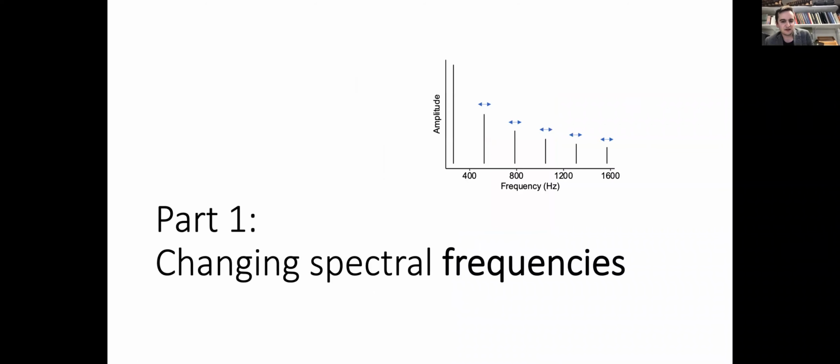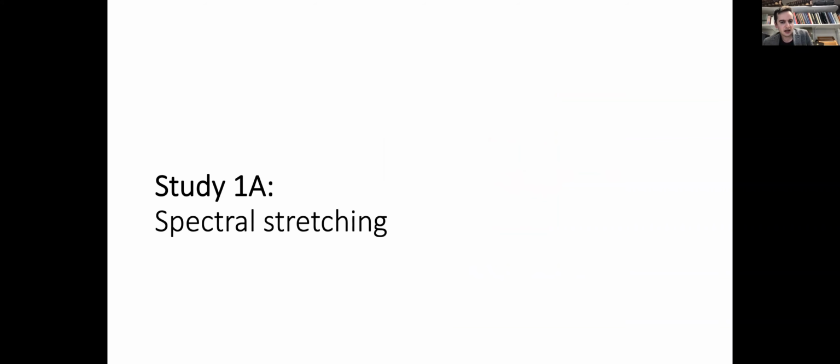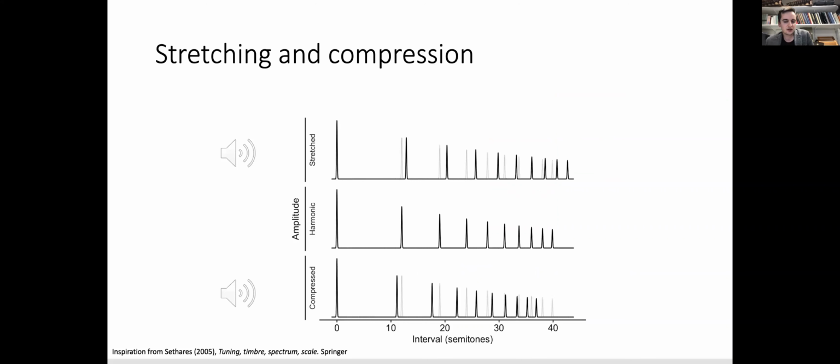So let's start with the first kind of timbral manipulation, which is changing spectral frequencies. And we'll consider, first of all, a manipulation called spectral stretching. So to stretch a harmonic complex tone would mean to expand all of its frequencies so that these frequencies correspond to a little bit more than integer multiples of the fundamental frequency. So let's look at this top example here. In this example, I've stretched the tone so that the second harmonic corresponds to 2.1 times the fundamental frequency rather than 2 times. And the tone ends up sounding like this. So it's kind of bell-like.